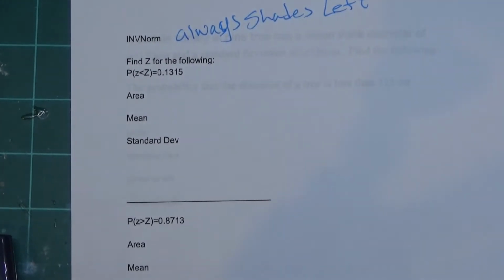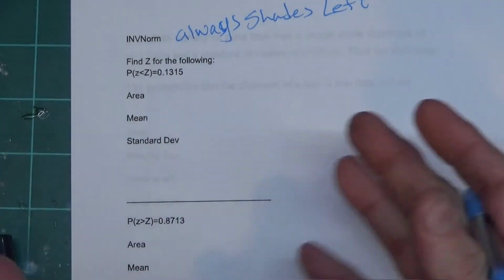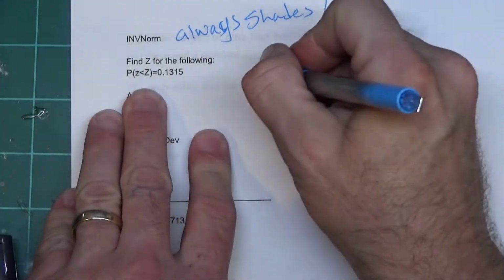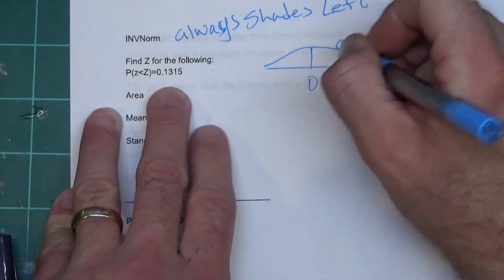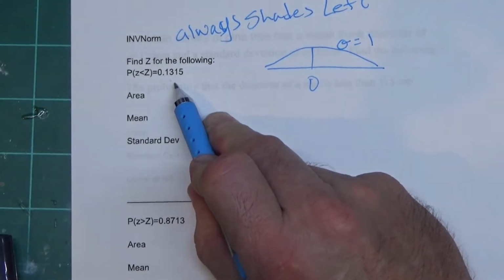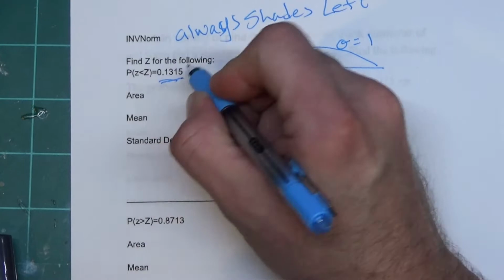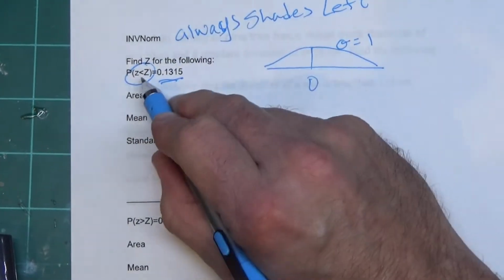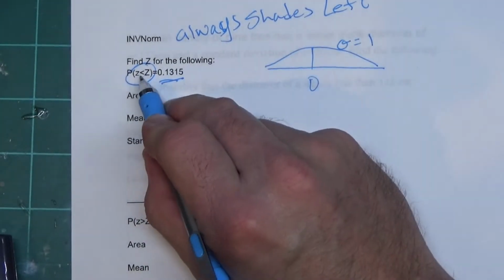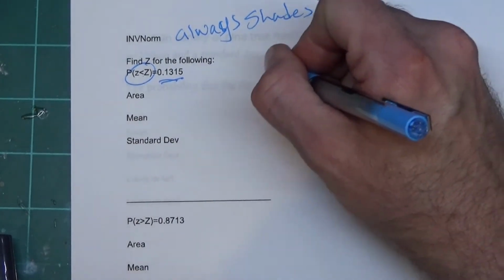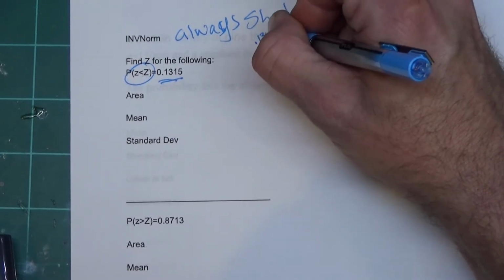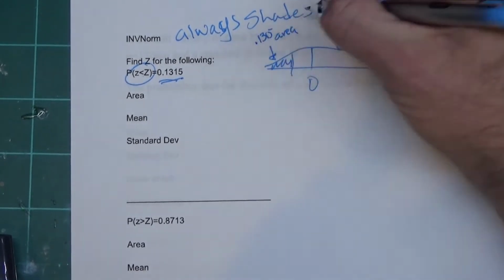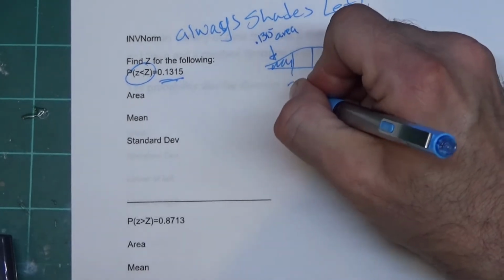This thing always shades left, so this is one of the reasons why we draw these pictures. They help identify left end, right end, which way we're shading, that sort of thing. When I draw the picture with this, I still have my mean is 0, my standard deviation is 1. Now, here's how you identify it's the inverse norm. This number's on the wrong side of the equal sign. On the whole previous page, my numbers were in here, now we're over here. Notice the arrow's pointing left, so no matter what, I'm shading left. Now, this 0.1315 is the area of this curve. And I want the number here that'll give me that area.